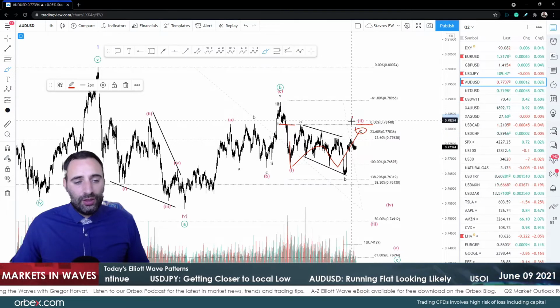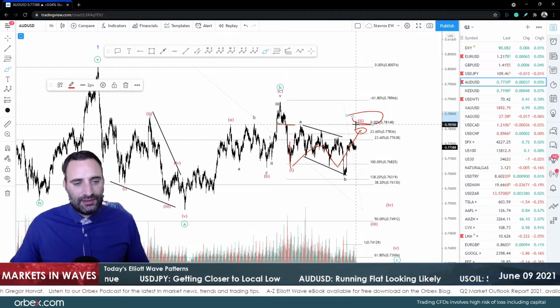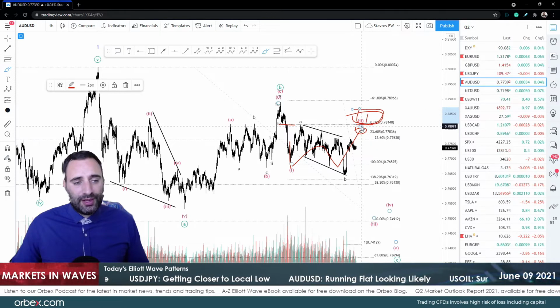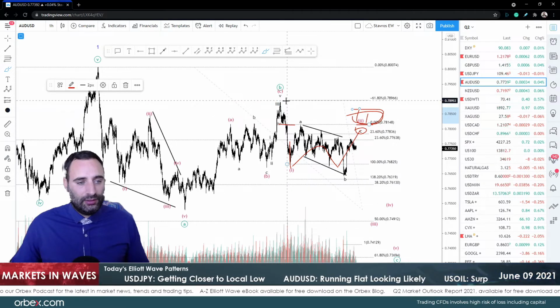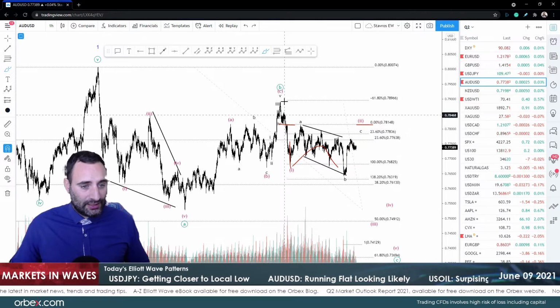With that said though, if we move above the previous high at 78.14, okay, this is of course going to turn into an expanding flat, and we can end anywhere, literally anywhere, just as long as it is below 0.7891. It can still be valid.